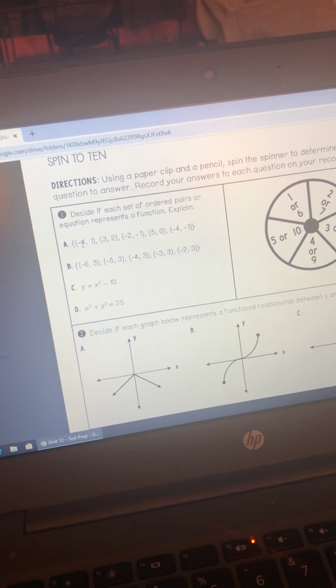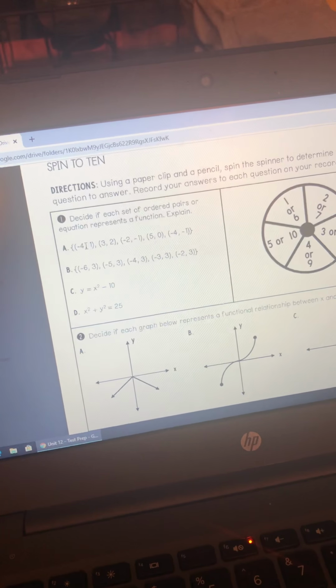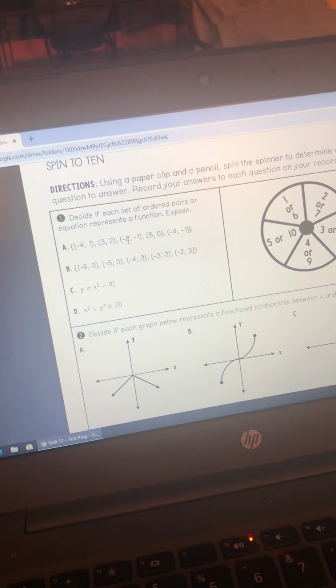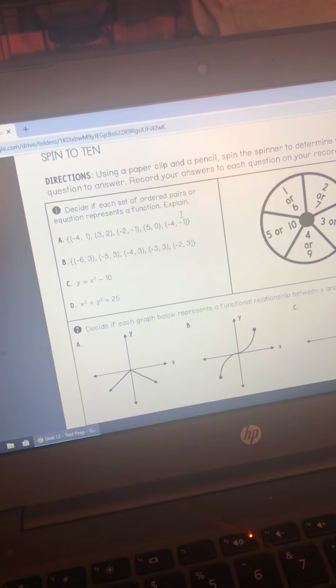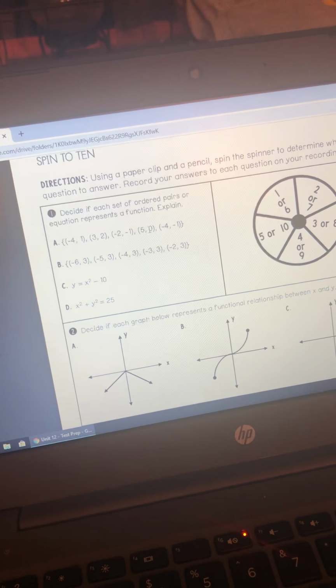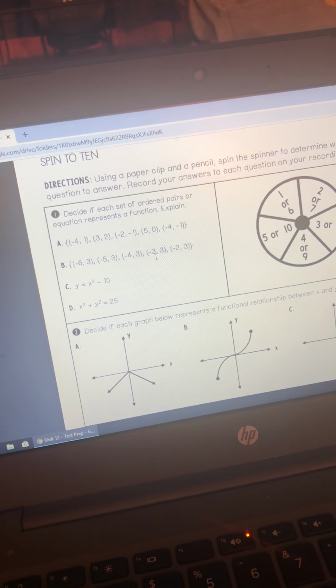If you look at letter A, do your x values repeat? Yes, they do at -4. So what's the output of -4? It's 1. What's the output of -4? It's -1. We can't have that. They can't have two different outputs. So letter A would not be a function. I'm going to let you decide about letter B on your own.